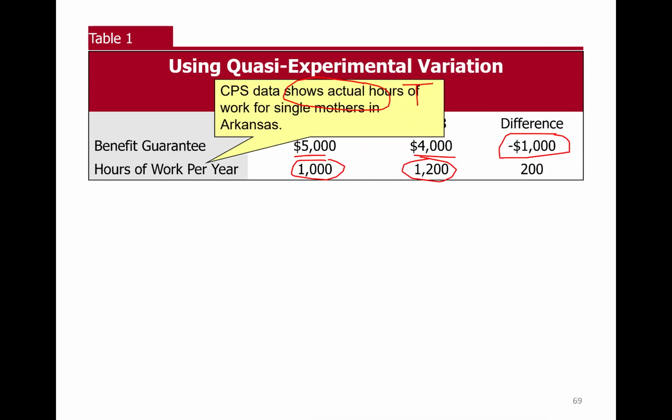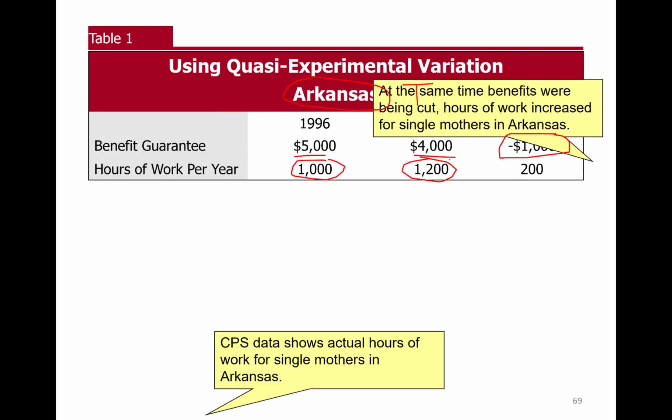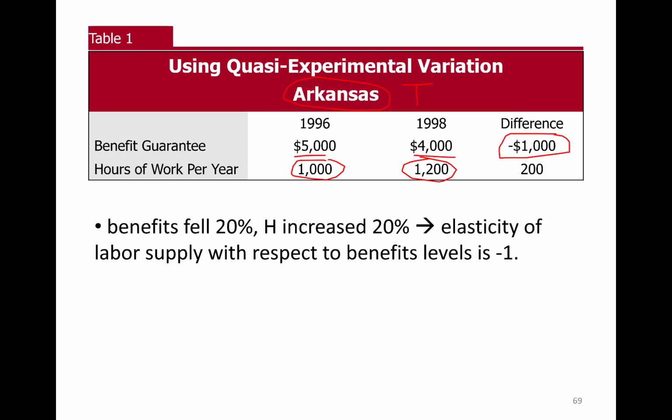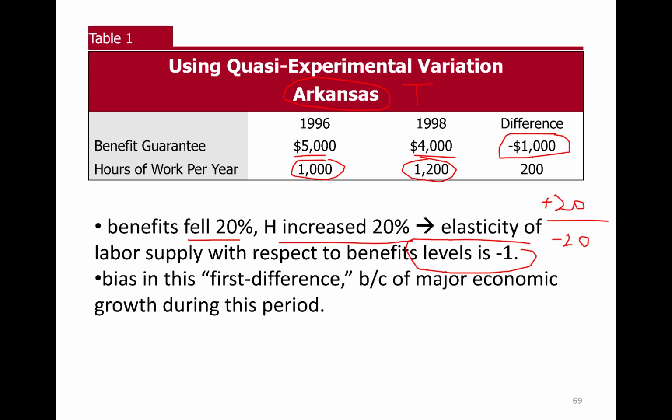Benefits fell by $1,000 in Arkansas during 1997. CPS data shows the actual hours of work of single mothers in Arkansas. At the same time benefits were being cut, hours of work increased for single mothers in Arkansas. Okay? Benefits fell by 20%. Hours increased by 20%. The elasticity of labor supply with respect to benefits is -1, right? You do the 20% increase in hours over the cut in benefits.